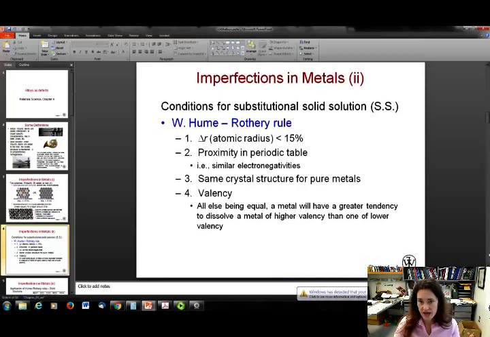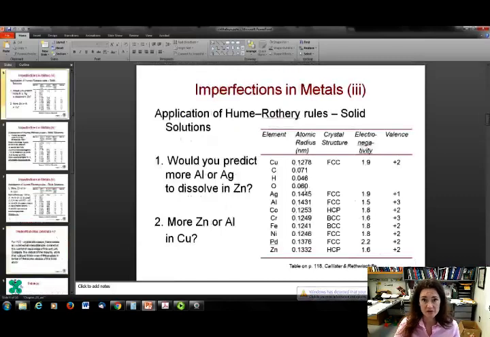So let's look at some possibilities, some applications and questions applying these Hume-Rothery rules for solid solutions. So there's 2 questions that we're going to examine. The first is, would you predict more aluminum or more silver to dissolve and form a substitutional solid solution in zinc? And the second is, would you expect more zinc or aluminum to dissolve in copper?